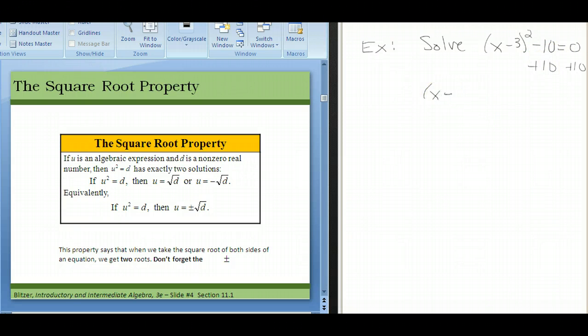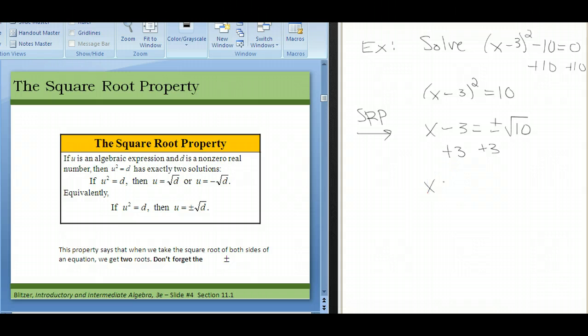So we've got now (x - 3)^2 = 10. Now notice we have something squared equals a number. And when we have something squared equals a number, we can write it as that something equals plus or minus the square root of the right side. That's making use of the square root property. Okay, well, we don't have x isolated just yet because we have to add 3 to both sides.